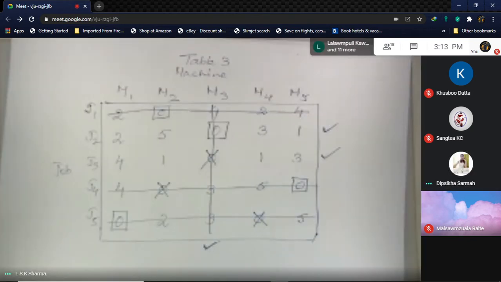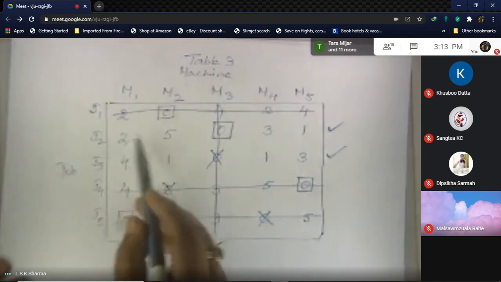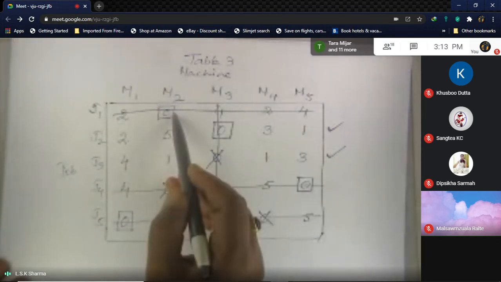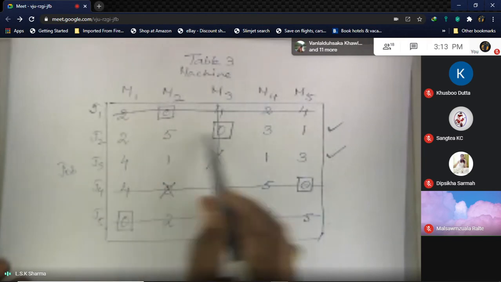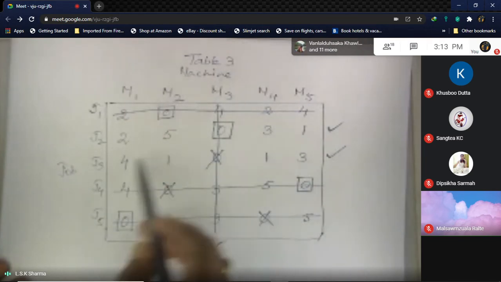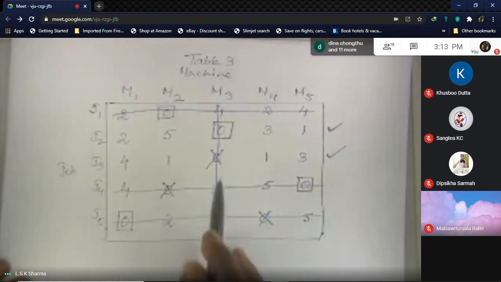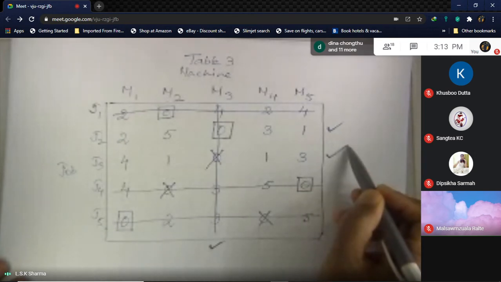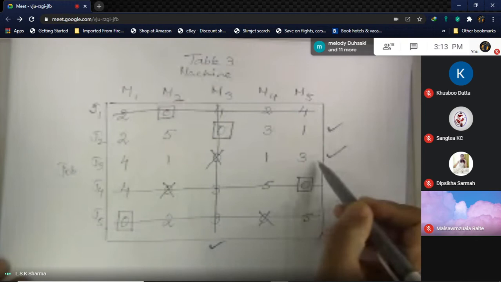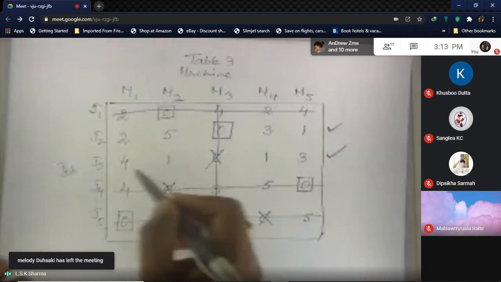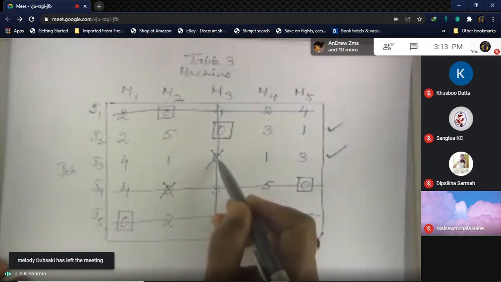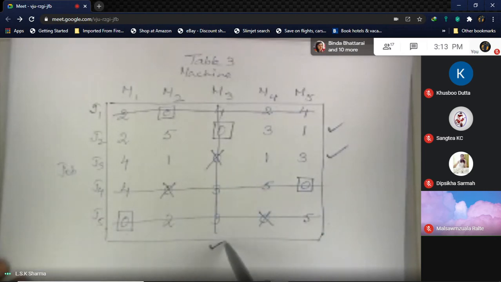Step number 4 is that you have to mark the rows which do not have assignments. The first row has an assignment, a square. The second also has a square. The third one has no square, which means there is no assignment in this row, so you tick this row on the side. Now in that row, if you find any zeros, mark that column. I have this 0 here, so I mark that column.